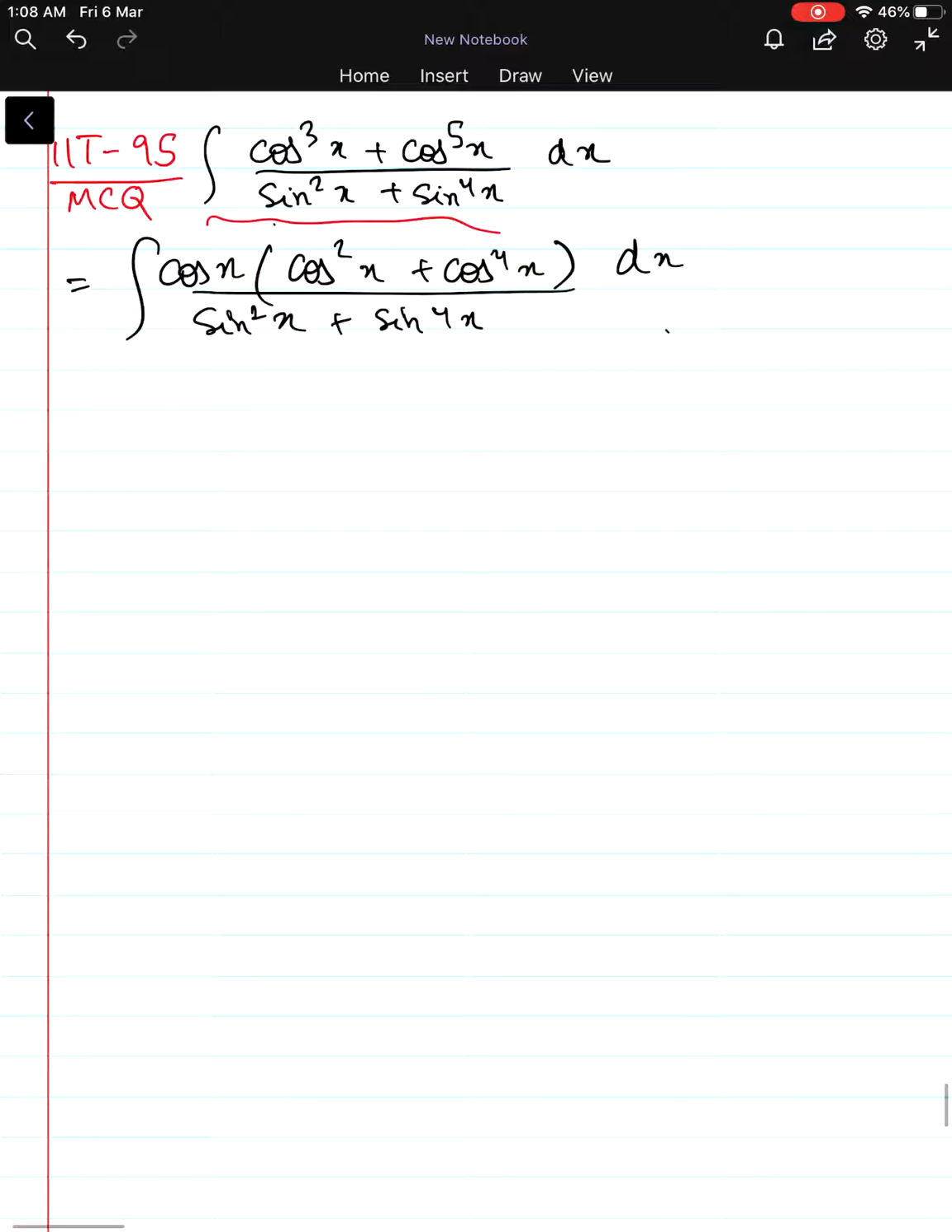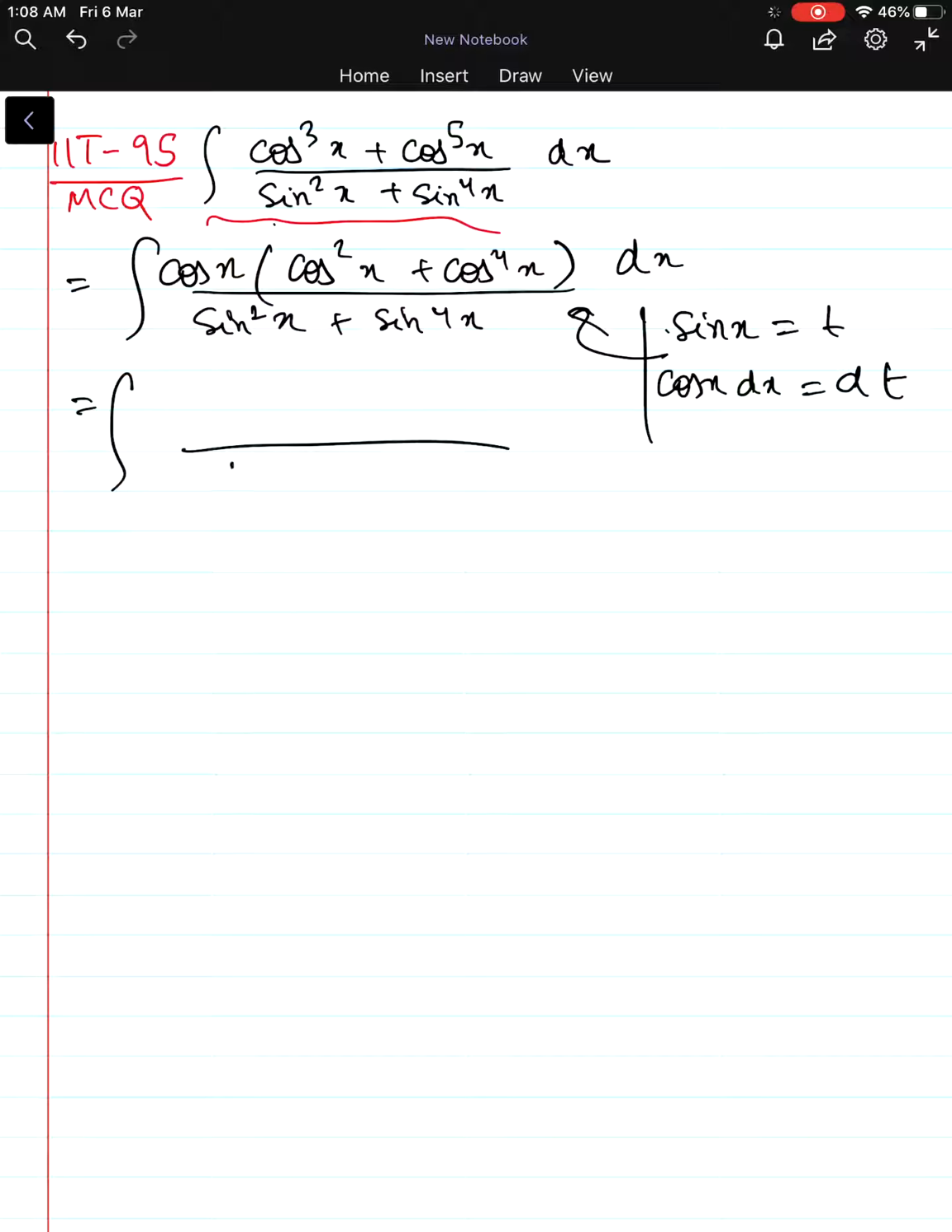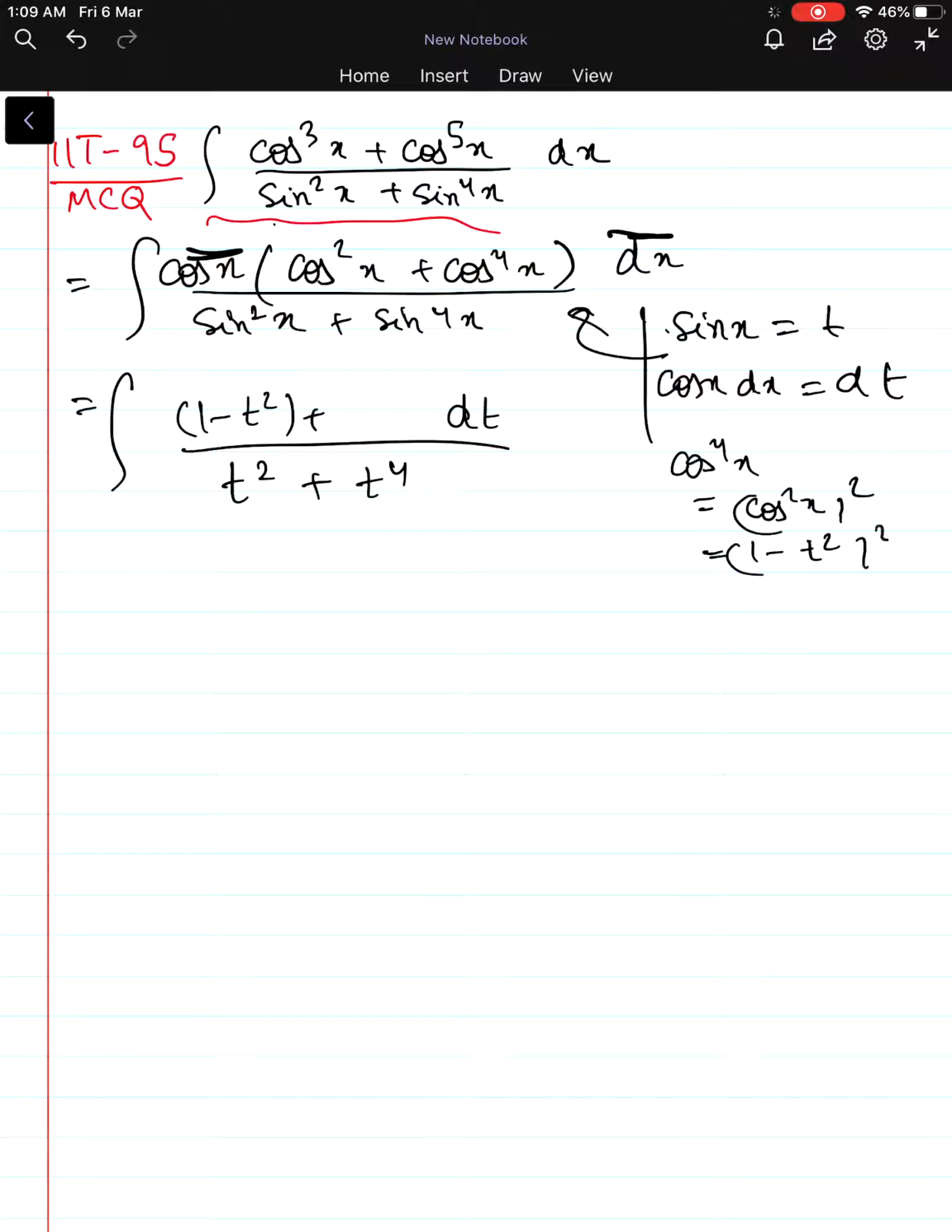So we know if we put sin x as some t, then cos x dx becomes dt. So we do the following substitution here. The denominator remains t square plus t raised to power 4, with cos x dx becoming dt, and cos square x can be written as 1 minus sine square x, and cos power 4x is nothing but cos square x whole square, which is 1 minus t square whole square. So we just write that.